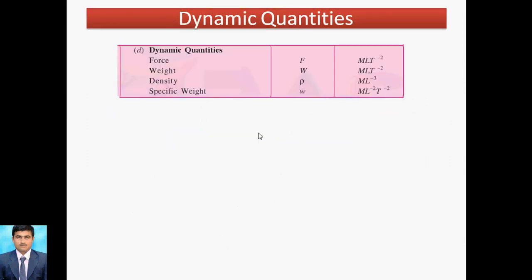So the first dynamic quantity is force. Force is indicated by F, weight by W, density by rho, and specific weight by small w. First, let us take force. Force is nothing but mass into acceleration. For mass, we write capital M because it is in the format of fundamental dimensions, or physical quantities. That is, mass is M.